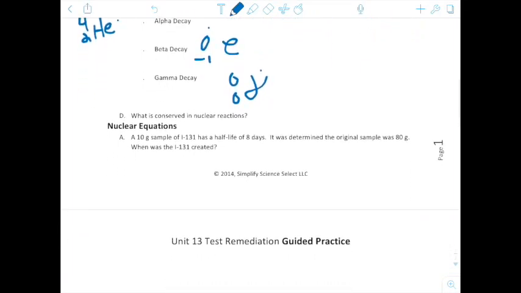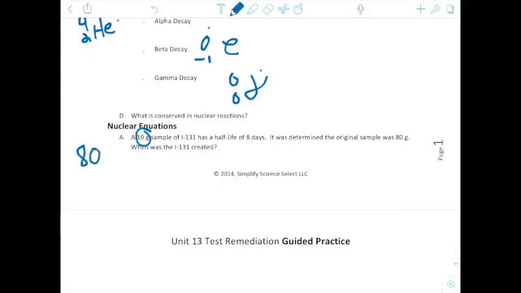Moving on to half-life, it says a 10-gram sample of iodine 131 has a half-life of 8 days. And what half-life means is just the amount of time that it takes for half of the sample to decay. Now, it was determined that the original sample was 80 grams. When was the iodine 131 created? And so we started with 80, and now we're at 10.